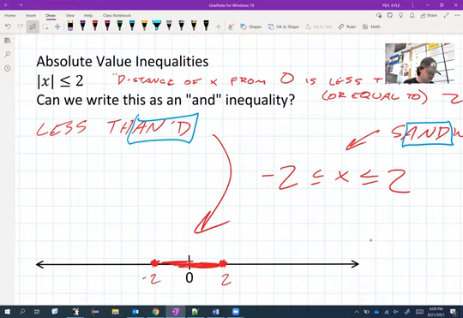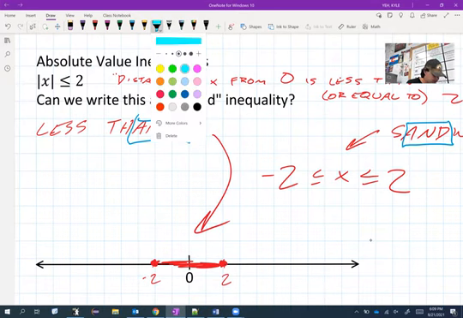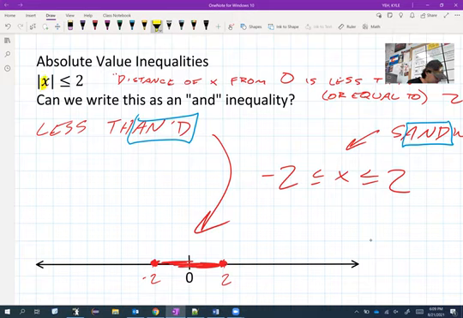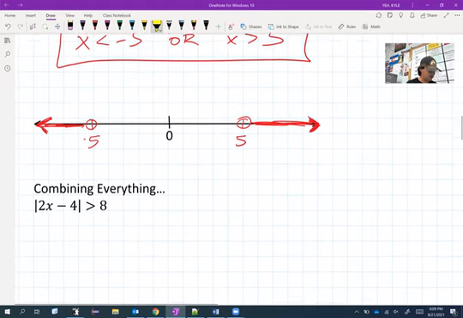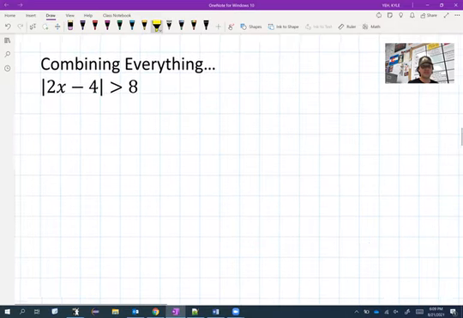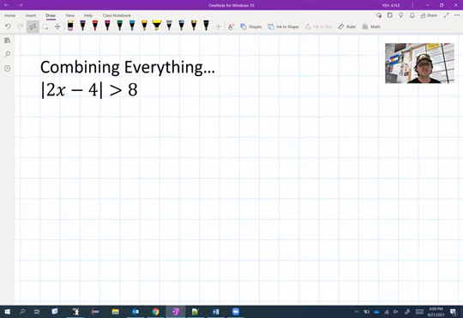Now, what makes these two examples kind of elementary, if you will, is that the only thing inside the absolute value was x. What if we have a more complicated expression in there? So that's what I'm going to demo for this last part of the lesson. We're going to see some examples of how this all works when we have the absolute value of 2x minus 4 is greater than 8. So definitely more complicated than just the x we saw.